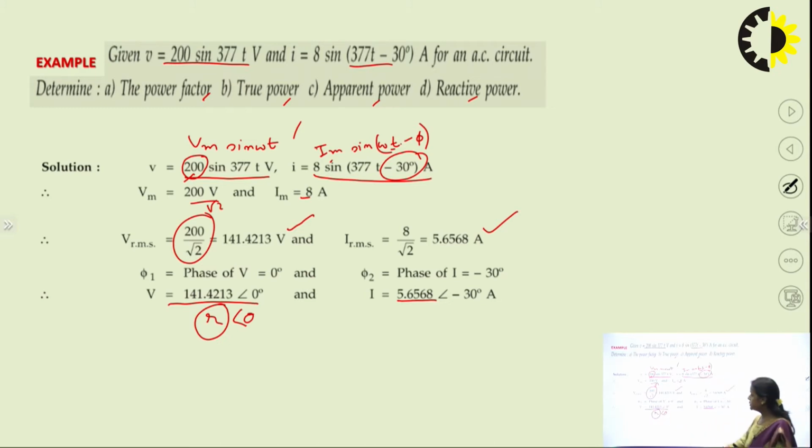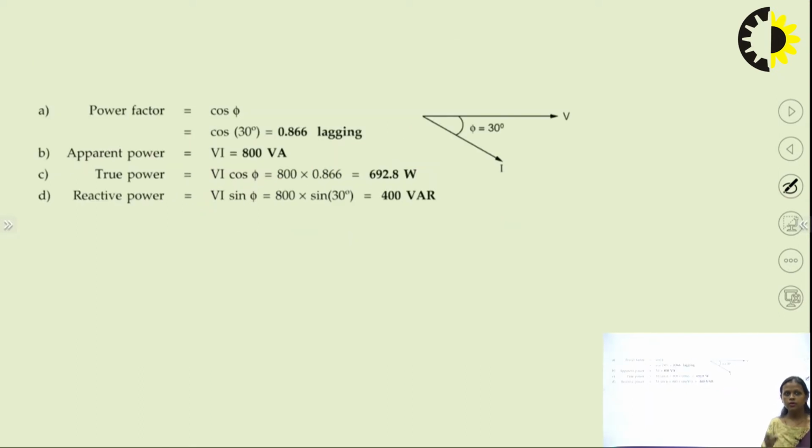So always remember that this is always the RMS value, right? Here also this is the RMS value of the current, right? So now you have found the value of V and I in polar form. Now from here you want to find the power factor, that is cos phi. So here you know the angle given is 30 degree. So cos 30 degree, this will be lagging because the minus sign was there.